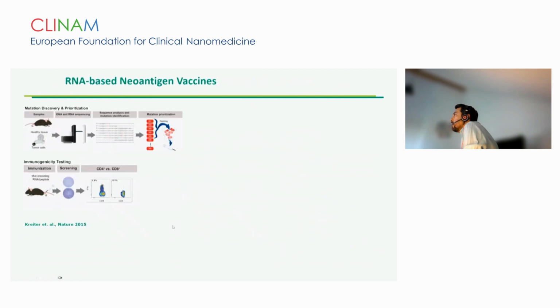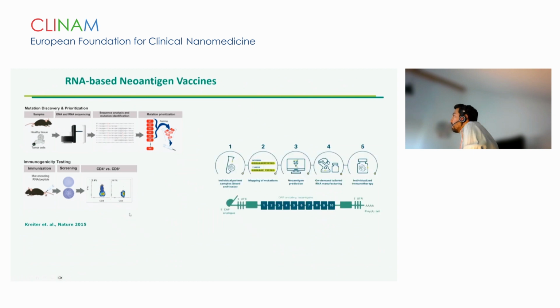So what we did in the past is that we sequenced the tumors and healthy tissue, compared them, found the mutations, prioritized them, made vaccines, and then tested them in the mice. And here we are doing a very similar thing in the human setting as well.